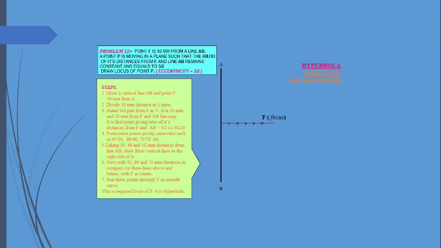Now we will take the vertex here. Why are we taking the vertex here? Because it says that the eccentricity value is equal to 3 divided by 2. So from the focus, the vertex will be 3 points away. So the vertex will be lying here.